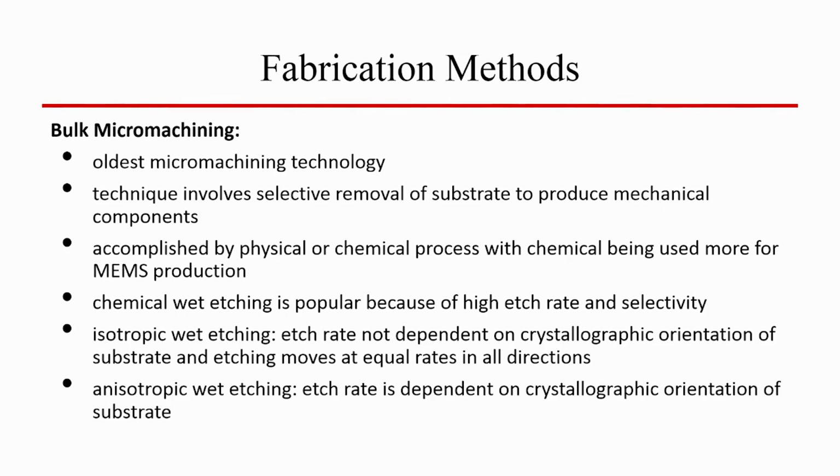So, when you talk about bulk micromachining, then there is a chemical way, there is dry etching, there is wet etching. In wet etching, you have isotropic etching and anisotropic etching, where the anisotropic etching depends on the crystallographic orientation, while in the case of isotropic wet etching, it is not dependent on crystallographic orientation, and etching moves at equal rates in all the directions.